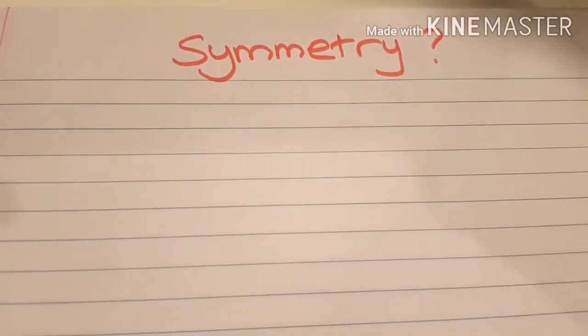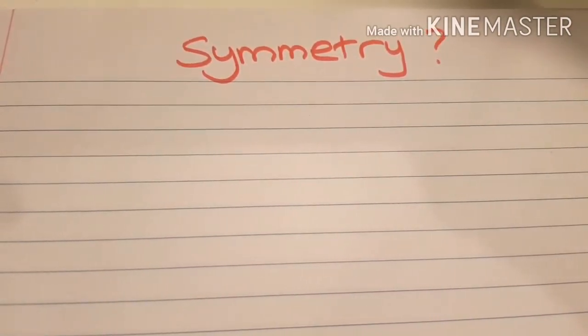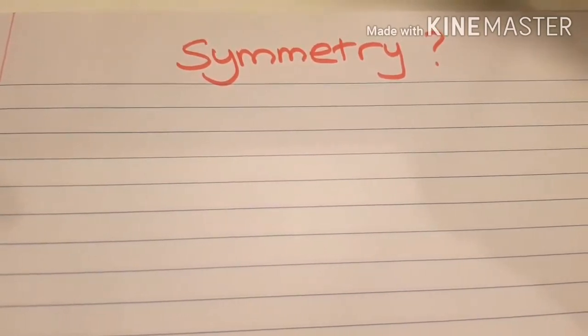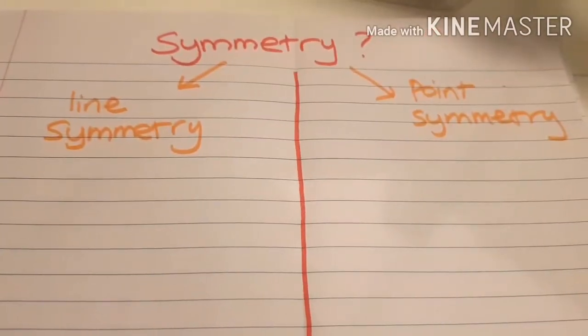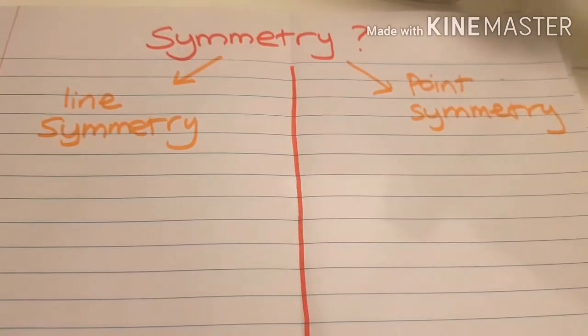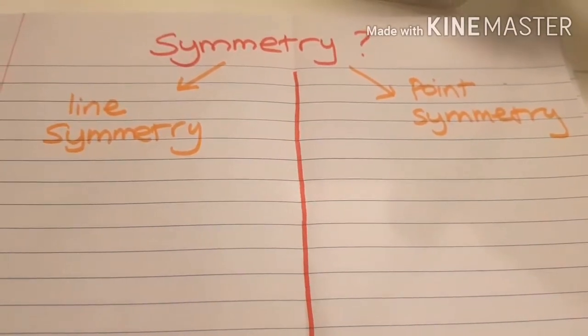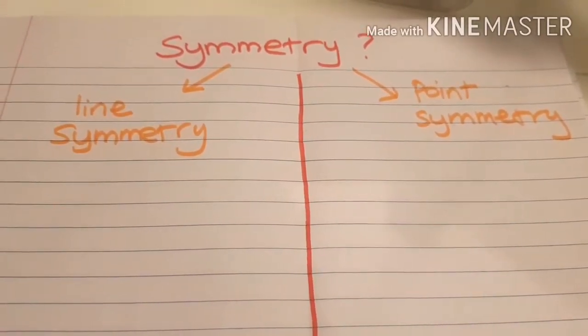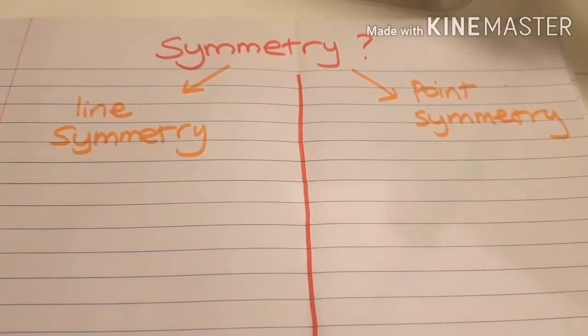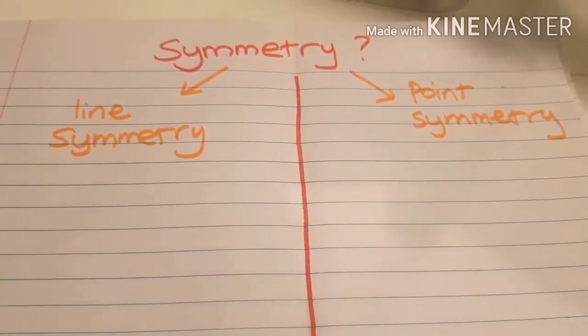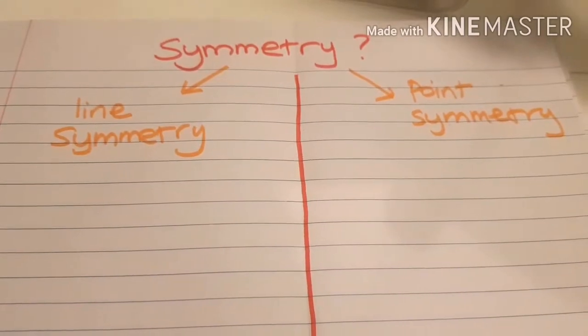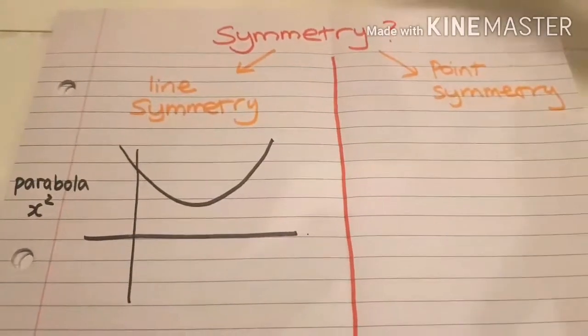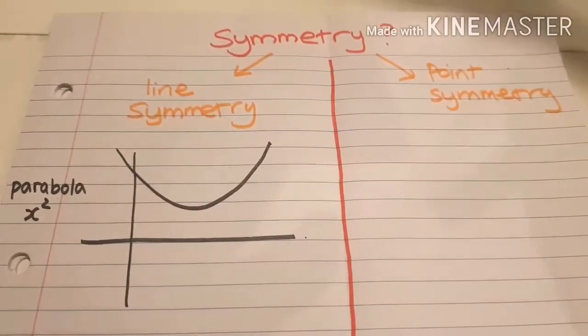Today we're going to talk about symmetry. Some graphs have line symmetry, some have point symmetry, so we're going to talk about that today. What are they? When you see a parabola, for example, a parabola has line symmetry.